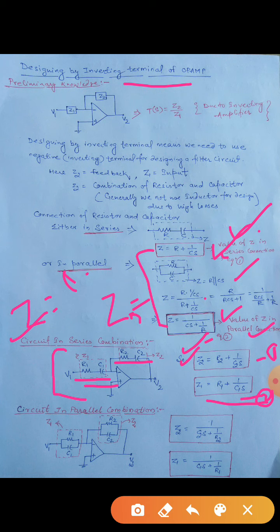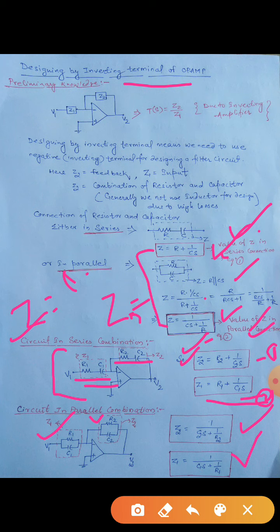These values are also important because when we solve problems, we directly compare the final result with these equations. Similarly, in parallel combination, the resistors and capacitors are connected in parallel. So Z2 is equal to how much? 1 by C2S plus 1 by R2, which is based on equation number 2. Already we saw how to calculate the value of Z, and from equation number 2 the value of Z was 1 by CS plus 1 by R. With the same fundamental, Z2 is equal to 1 by C2S plus 1 by R2. Similarly, the value of Z1 would be 1 by C1S plus 1 by R1.